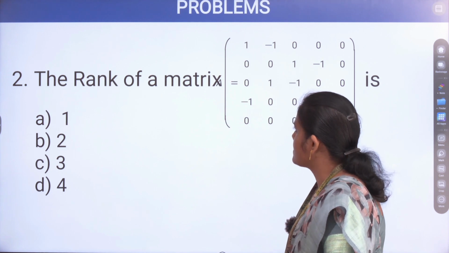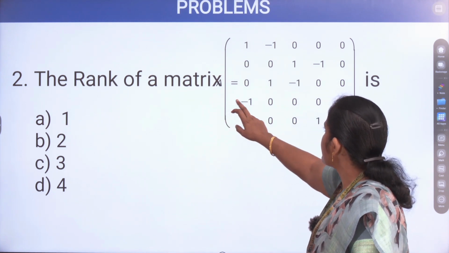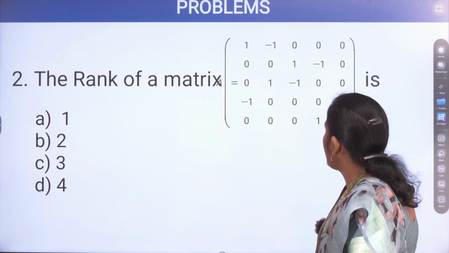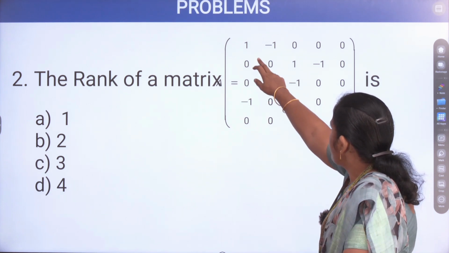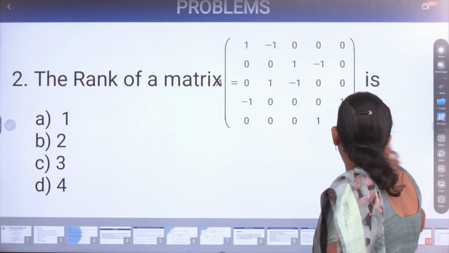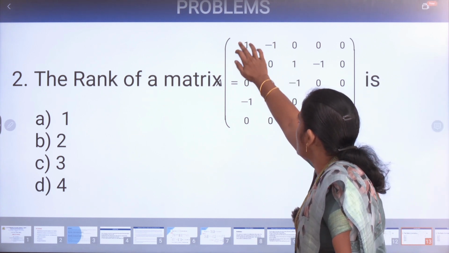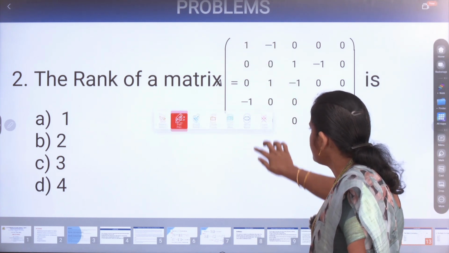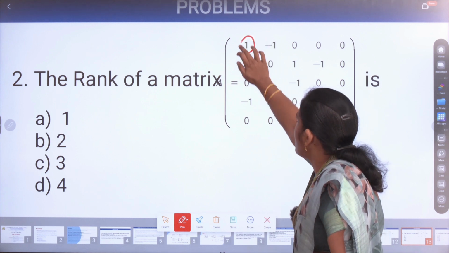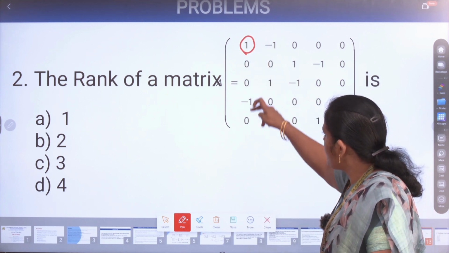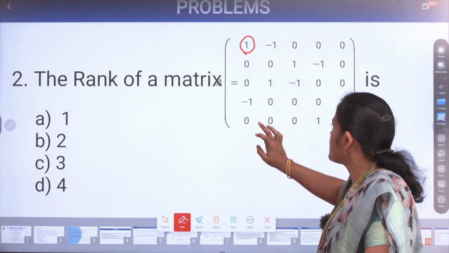So the next example, the rank of a matrix A equal to, so this is the matrix. See that the first element is a non-zero element. Proceeding in that way, the corresponding pivot elements tend to 0.